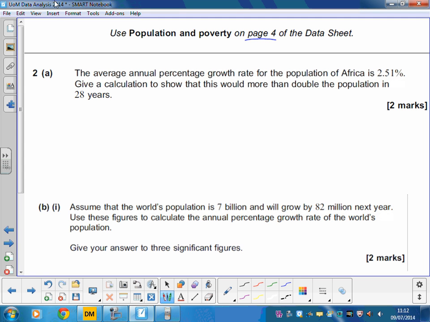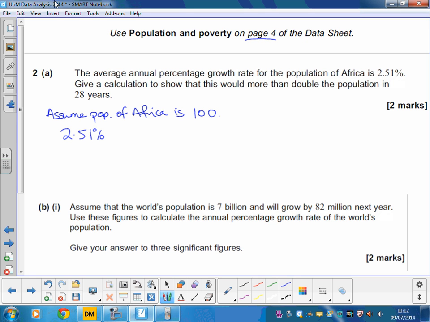Now, the problem is we don't know the population for Africa, so in order to show this, we can just make up a number to help us out. So we'll assume the population of Africa is, for example, 100 million, something like that. So we'll just come up with a number, 100. Okay. Now the growth rate is 2.51%.